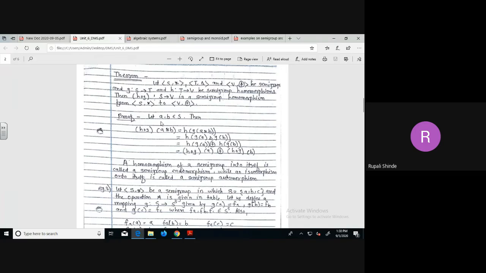So here consider any two elements that belong to set S. I have taken the elements as A and B. We have to take the composition H composition G, that is given. So we have to apply H composition G on these two elements as A star B, because the given operation is star. Now we have to apply this function G on A star B. Whenever we have to apply this function G separately on A and B, we have to take the operation from the next semigroup, and that semigroup contains the operation delta.